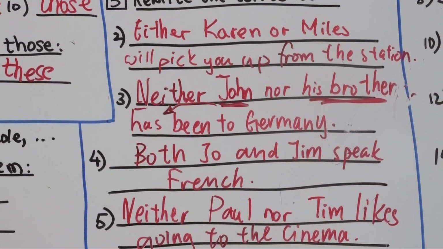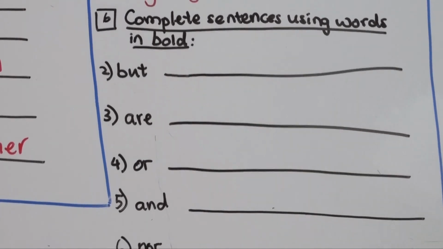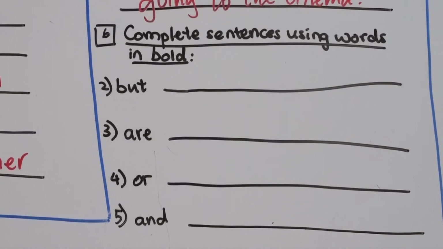Alright, number 6. Complete the sentences using the words in bold. Okay, so we have 7 questions we'll do together. The last 2 you will try to do by yourself. We'll give you some time, okay? Alright, so the first word is but. The other words are are, or, and, nor, and also, okay? So let's look at the example done for us.